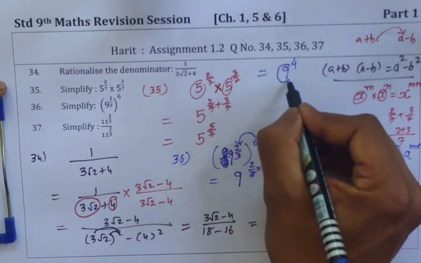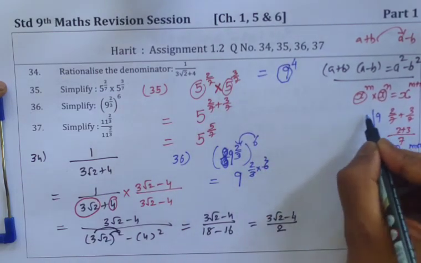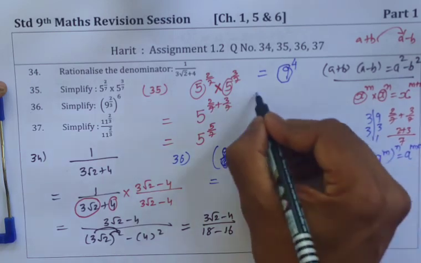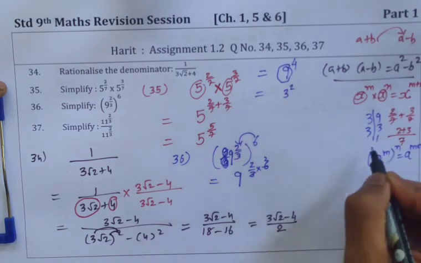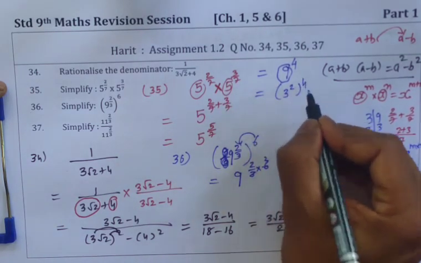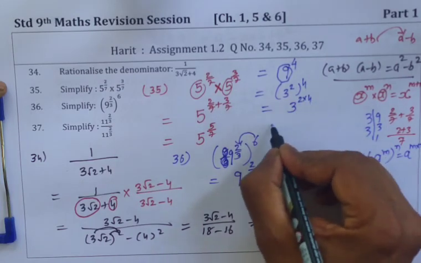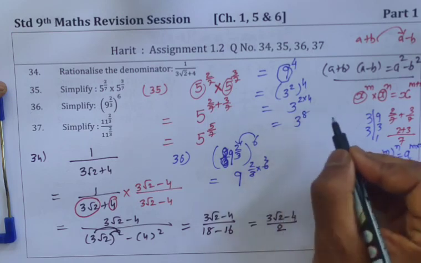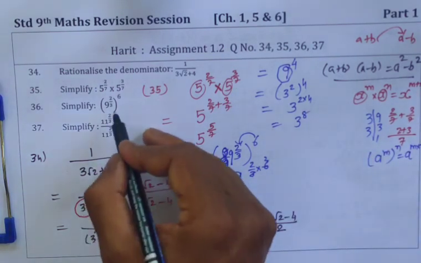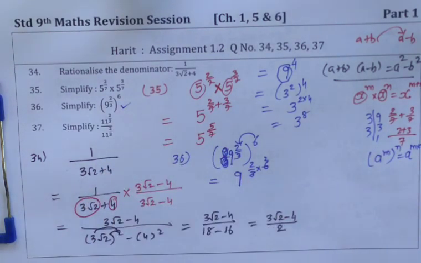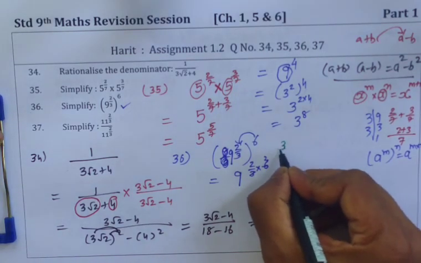Children, this 9 is composite number. So उसके prime factors मिलते हैं. 3 3s are 9, 3 1s are 3. So you can write 3 square, 3 square whole raised to 4. Again power of power. 3 raised to 2 multiplied by 4 and that is 3 raised to 8. Fine. This is the simplified form of second one. Clear to you? Let's move on to the 37, the third one.